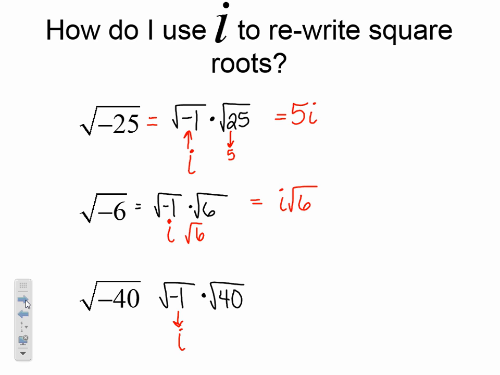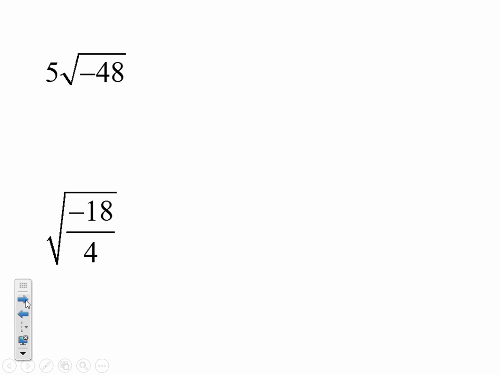The square root of 40 can actually be broken apart into 4 times 10, the square root of each, so it becomes 2 square root of 10. So if I was going to rewrite this with an i, I would have a 2 and an i out in front of the square root of 10. So 2i square root of 10. The idea that the i comes out when you have a negative inside of a square root, that's the big idea. So let's take a look at a few other ones here.